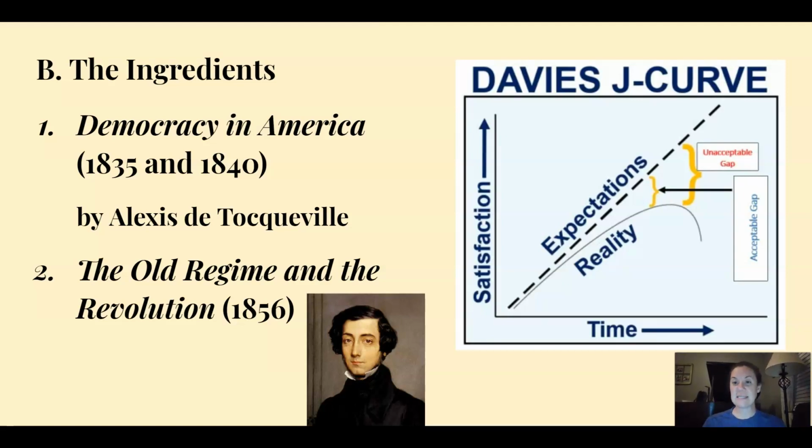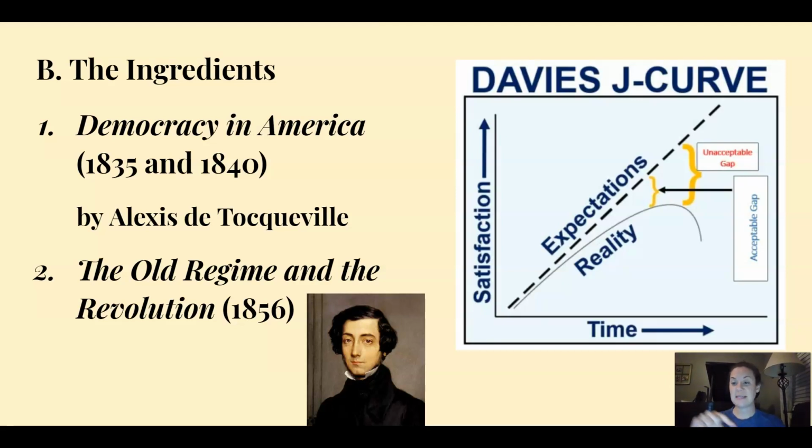1950s, designed the graph that you see, the Davies J curve on the screen. You can see on the y-axis he has satisfaction, and on the x-axis he has time. And you can see that expectations rise and rise and rise. As time goes on, people expect for life to get better.